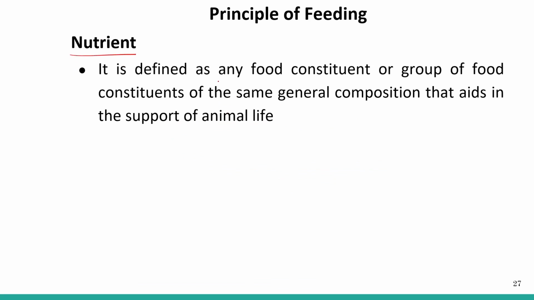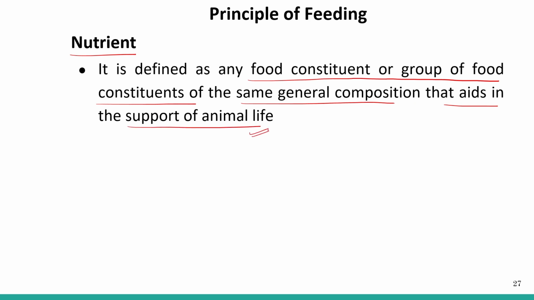Nutrients. It is defined as any food constituent or a group of food constituents of the same general composition that aids in the support of animal life. So the first thing is the constituent or the group of food that is present, and they provide all the support to animals. So there is a different composition that aids to support the animal's life. So that is a nutrient, and this nutrient is present in the different food constituent or the group of food.